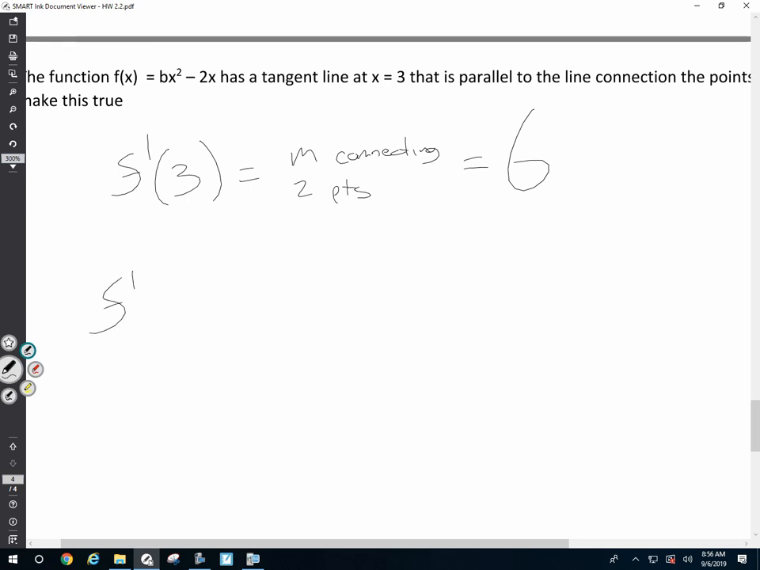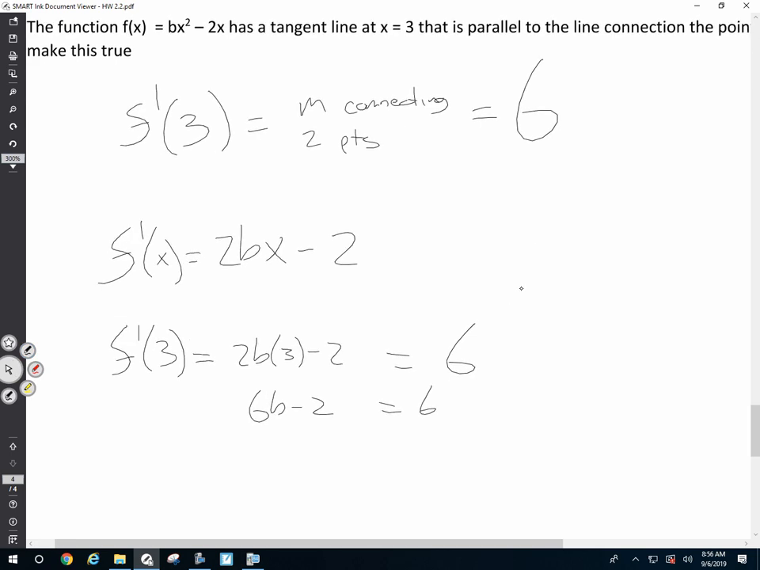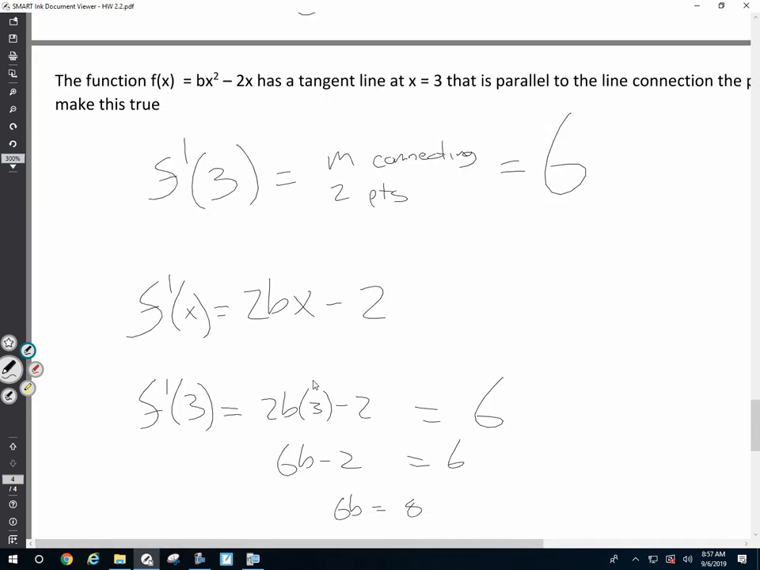This slope generator for f, now b is just a number, so I would take the 2, bring it down, it'd be 2bx minus 2, the tangent slope generator for 2x. That tangent slope generator is what we have for f. Well, this tangent slope generator at 3, which will give us 2 times b times 3 minus 2, has to equal 6. 6b minus 2 equals 6. 6b equals 8. b equals 8/6, which is 4/3. Okay, fantastic. Graph that.